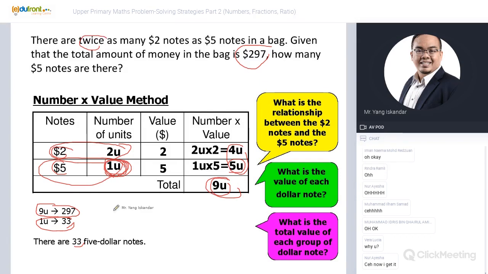Okay? Then they tell you that the total amount of money is 297. So 9 units is 297. You find 1 unit, you get 33, and this is the answer. Okay?